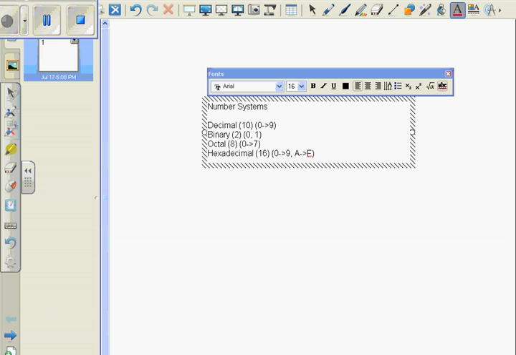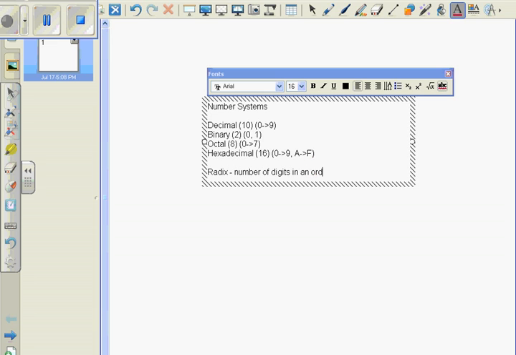So a little more terminology about number systems that you should know is this word called radix. And what is a radix? A radix is the number of digits in an ordered set of symbols in a number system. So your radix for the decimal number system is 10. For the binary number system it is 2. Octal 8, hexadecimal 16, etc.